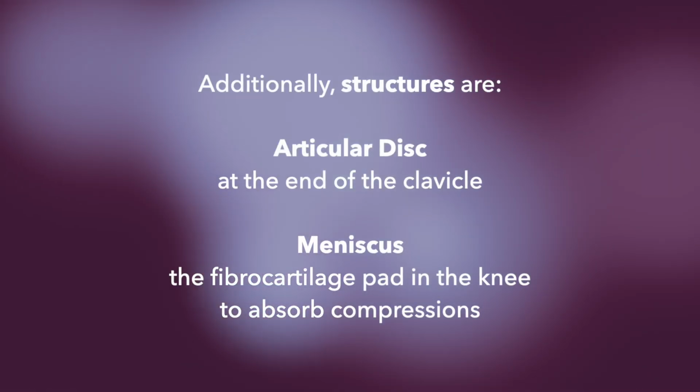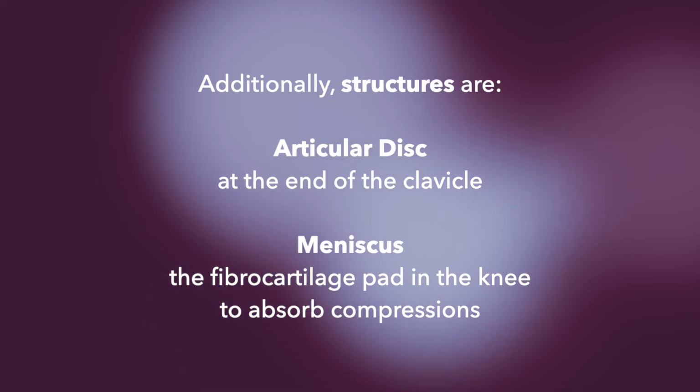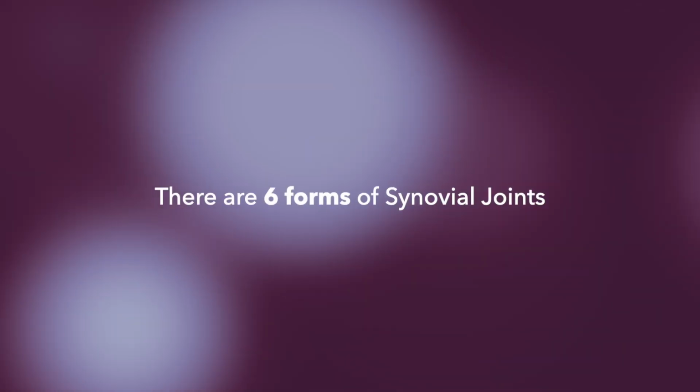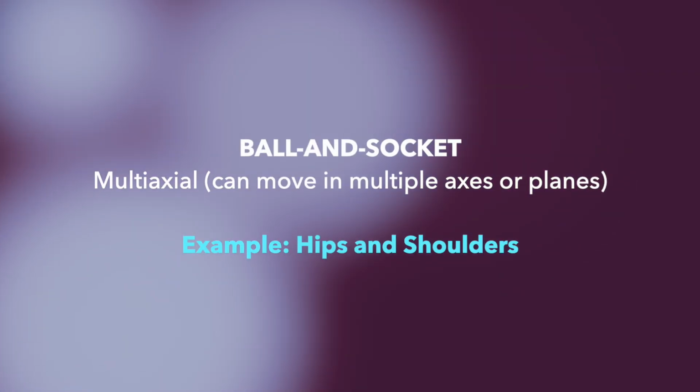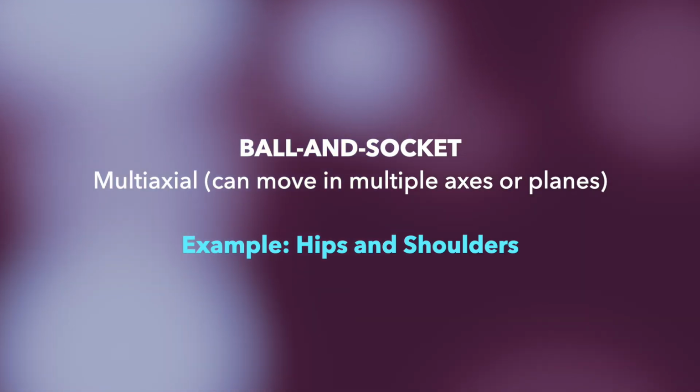Additionally, structures are the articular disc at the end of the clavicle, and the meniscus, the fibrocartilage pad in the knee to absorb compressions. There are 6 forms of synovial joints. Ball and socket, example, hips and shoulders.